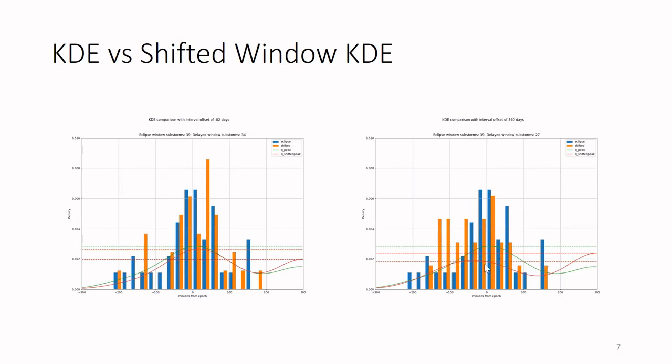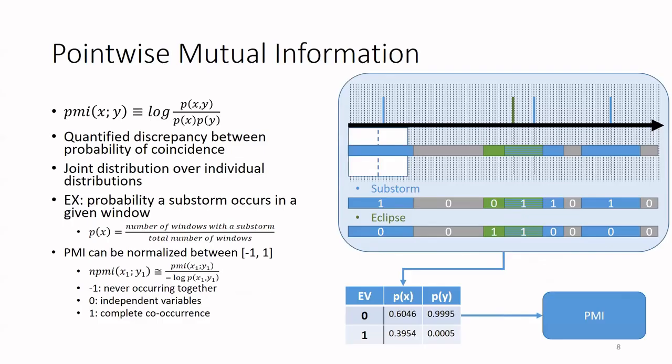And again, they all have the same kind of overall theme: if you look at the windows around eclipses, substorms occur more often than in just random windows that you pick, right? But this isn't really a good quantitative analysis. This is, again, just getting that intuition, that feeling that there's something here, but we want some hard numbers to look at. And so we achieve that by using pointwise mutual information.